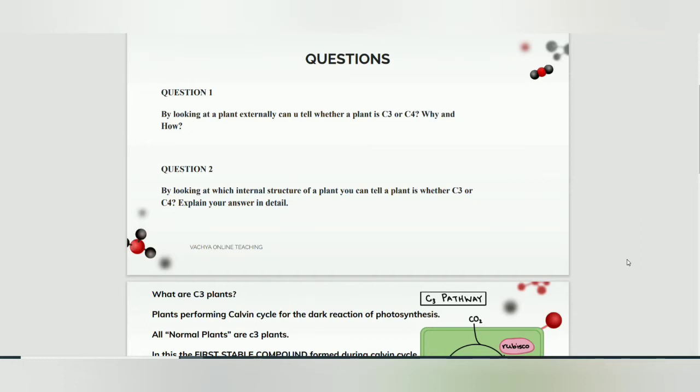And question number two is, by looking at which internal structure of a plant can you tell whether it is C3 or C4, and you have to support your answer with proper reasons and explain them. So these two questions are coming from the same topic, photosynthesis, the C3 and C4 cycle in photosynthesis. So we'll discuss what is a C3 plant, what is a C4 plant, and then we'll answer these two questions.